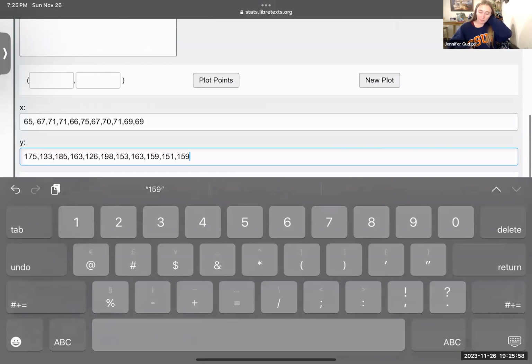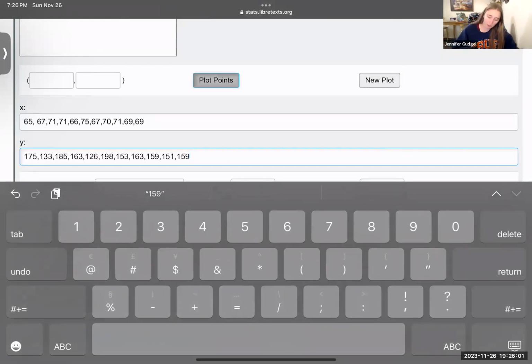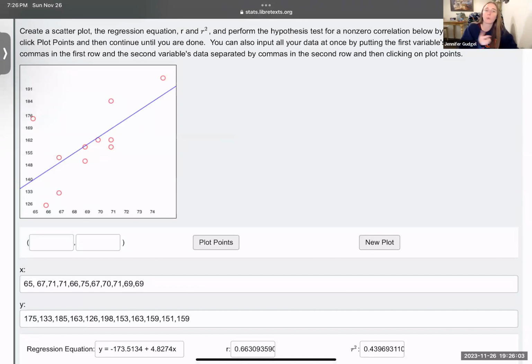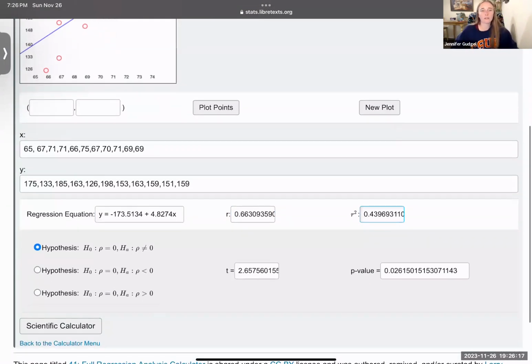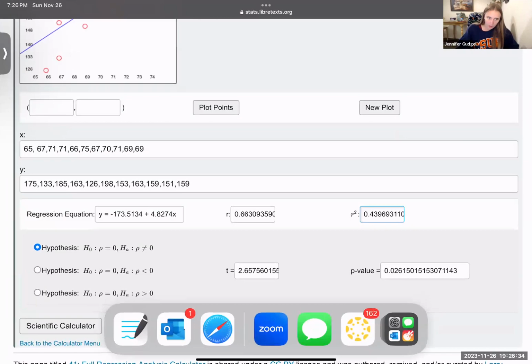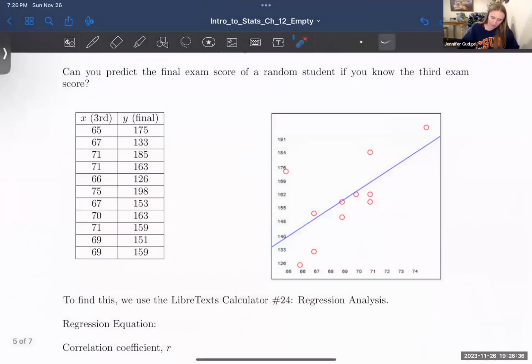When you click plot points, now that they're all typed in, I'm going to click plot points up here, and you'll see that the picture shows what I screenshotted and put in our notes already. All right, as soon as I type that in, we have our regression equation, we have our R value, and we have an R squared value. The R value is our correlation coefficient. The regression equation is that equation I referred to earlier, y equals a plus bx. So we're going to copy both of these down.